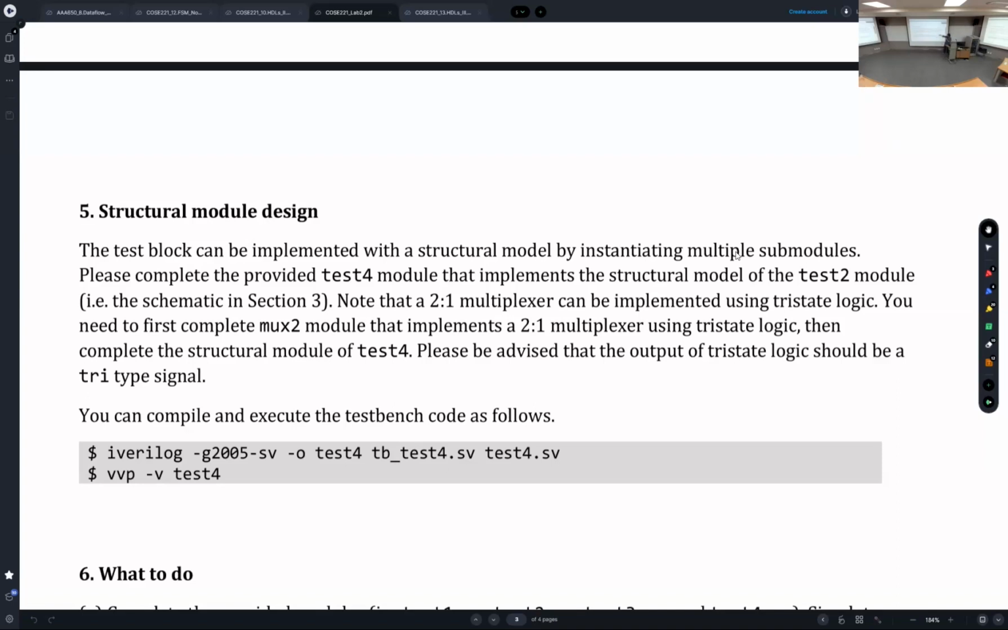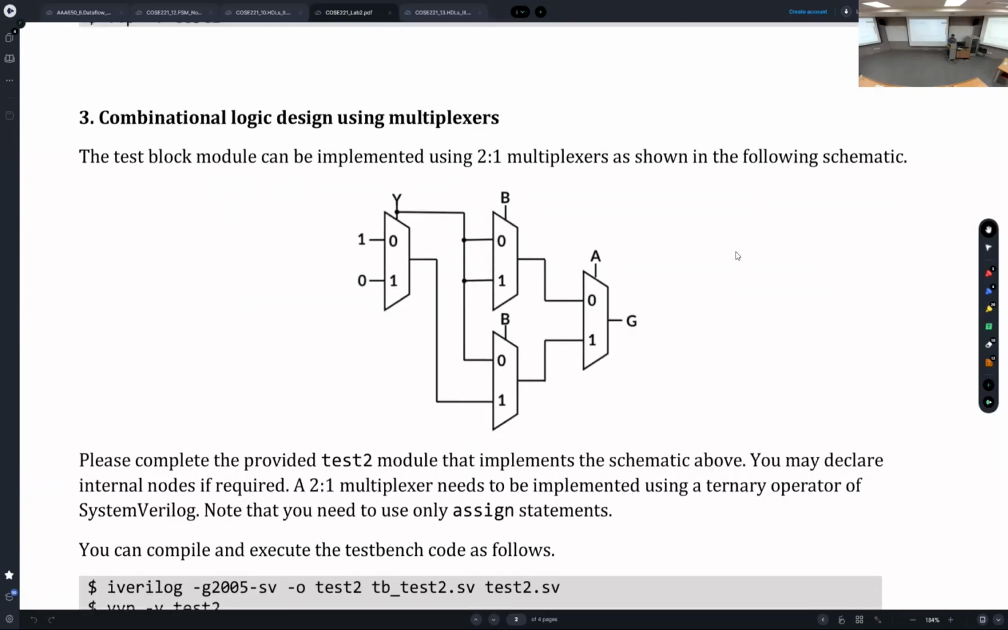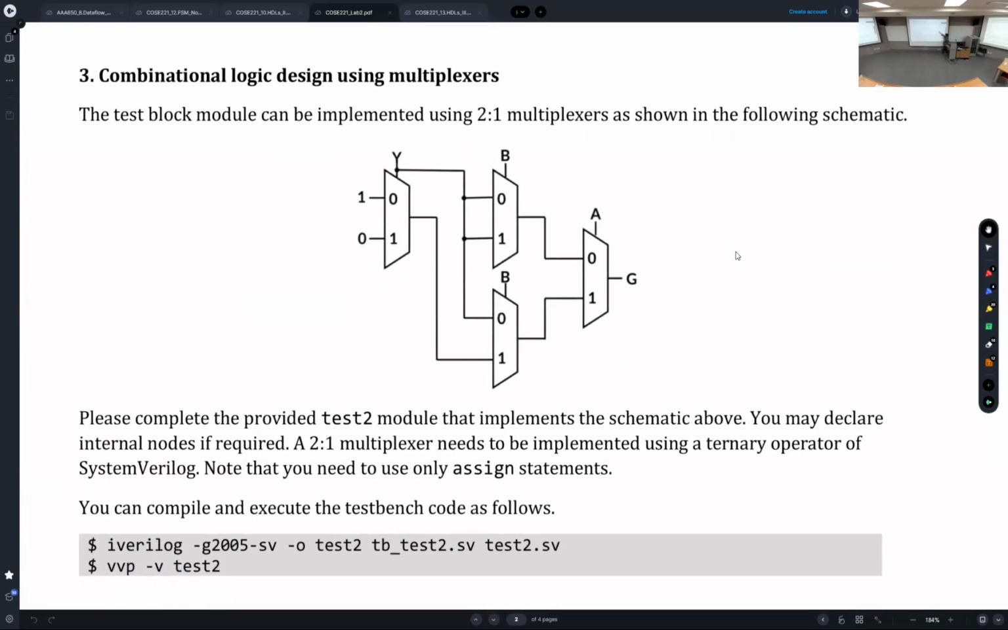For this module, I provide the base module, which means the lower level module. I designed the lower level module for the 2-to-1 module, and I provide the tri-state gate for the 2-to-1 multiplexer module. Then you can design the equivalent combinational module. It's the same as this schematic, but the 2-to-1 multiplexer is designed with the tri-state gate.